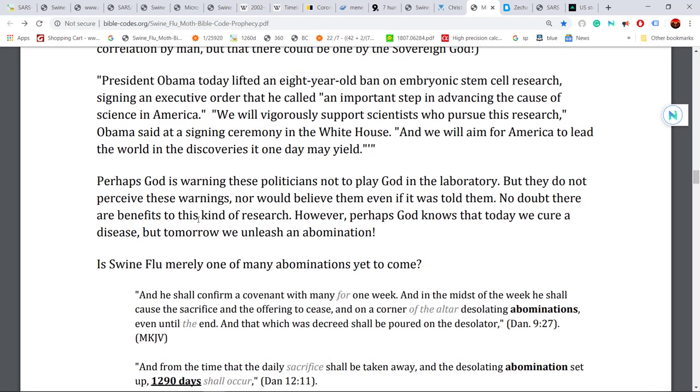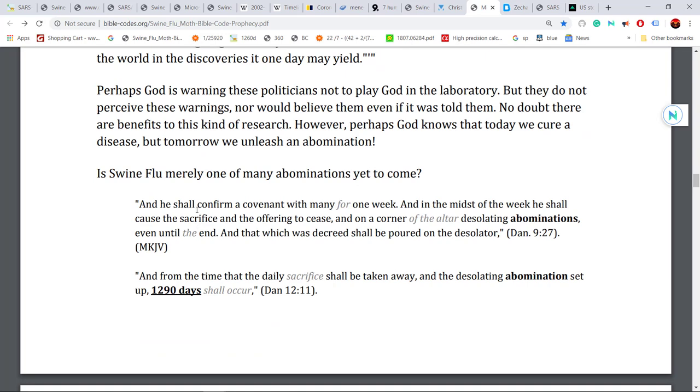Perhaps God is warning these politicians not to play God in the laboratory, but they do not perceive these warnings, nor would they believe them even if they were told. No doubt there are benefits to this kind of research. However, perhaps God knows that today we cure disease, but tomorrow we unleash an abomination. Is swine flu merely one of many abominations yet to come?